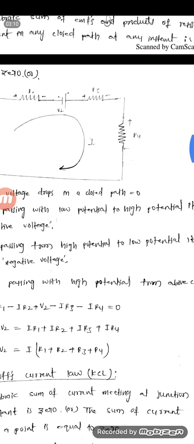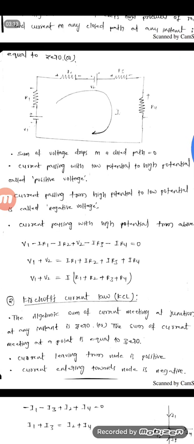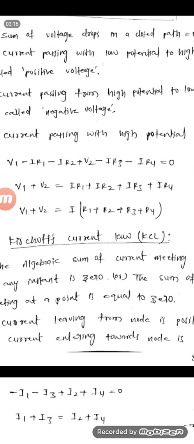into R4. If you combine all this, we can give the equation V1 minus I R1 minus I R2 plus V2 minus I R3 minus I R4 is equal to 0. Or we can write V1 plus V2 is equal to all the drops. Since the circuit is series, the current remains the same, so current is common: V1 plus V2 is equal to I into (R1 plus R2 plus R3 plus R4). So this is called KVL.